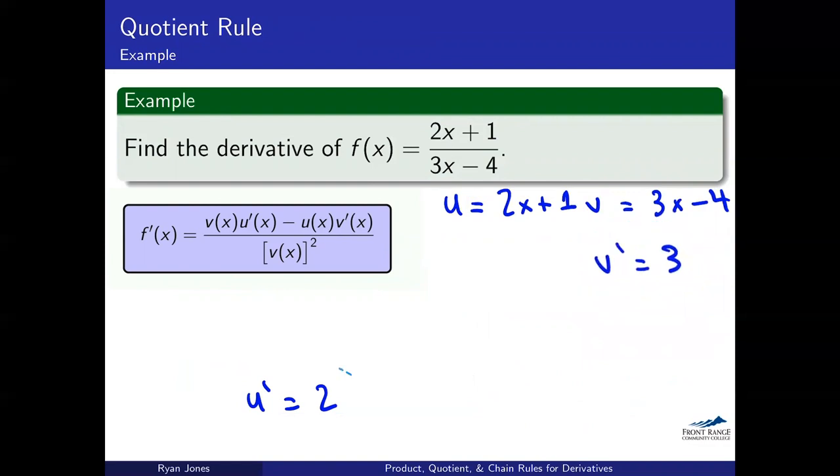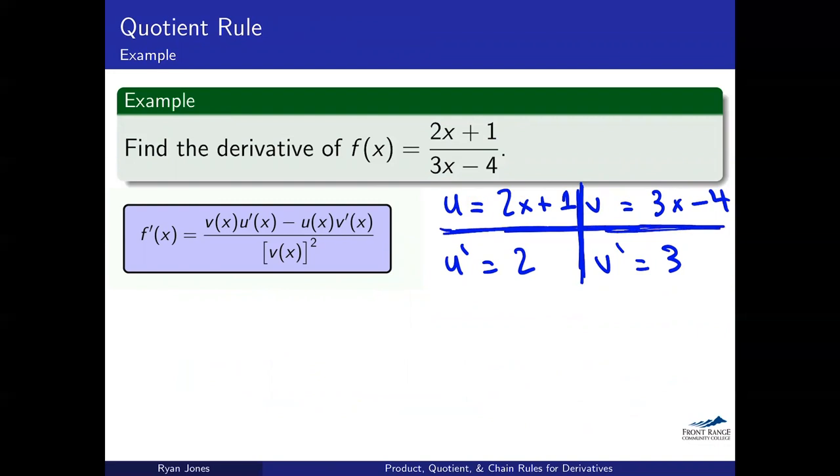I'll make sure to separate these out a little better. Let's go ahead and... great. So we've got our little grid of u, u prime, v, and v prime. And so let's just go ahead and plug into this formula here.